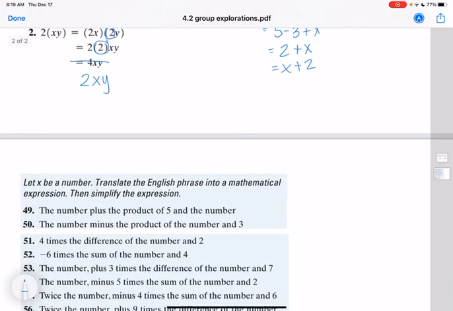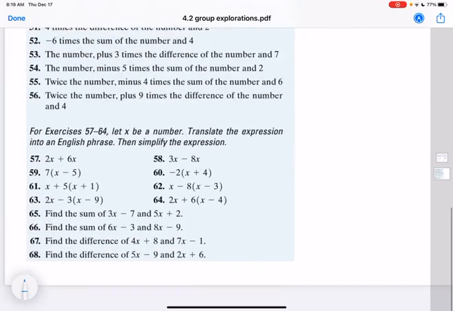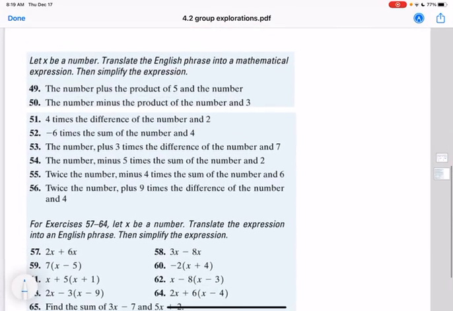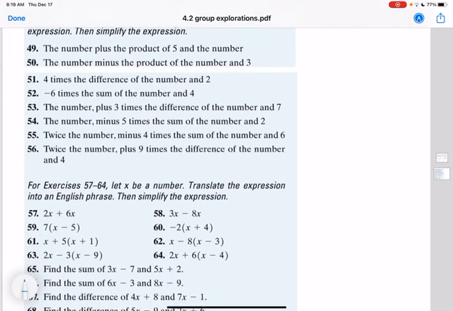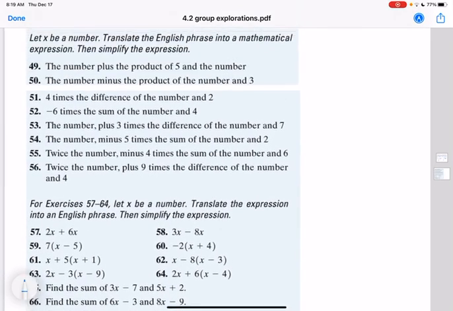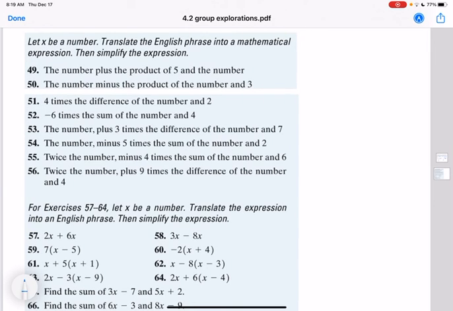And now on the other side of the page, these are problems out of your book. So this is in section 4.2. This is 49 through 68, which is excellent practice on translating these phrases because I know that they are challenging. Okay, so you're going to translate, simplify the expression, and then for that bottom section, let x be a number, translate the expression into an English phrase, so the opposite of what that first block is, and then simplify.